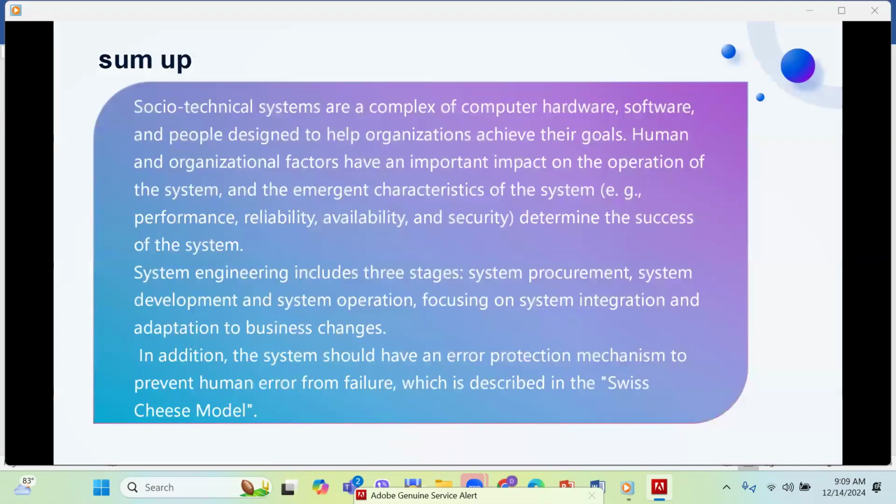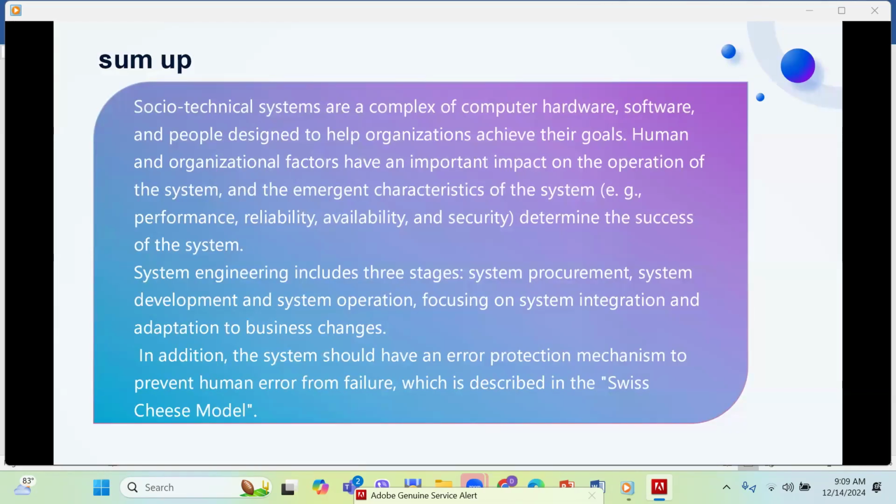At the end, let's summarize. Socio-technical systems are a complex of computer hardware, software, and people designed to help organizations achieve their goals. Human and organizational factors have an important impact on the operation of the system and the emergent characteristics of the system, e.g., performance, reliability, availability, and security, determine the success of the system.